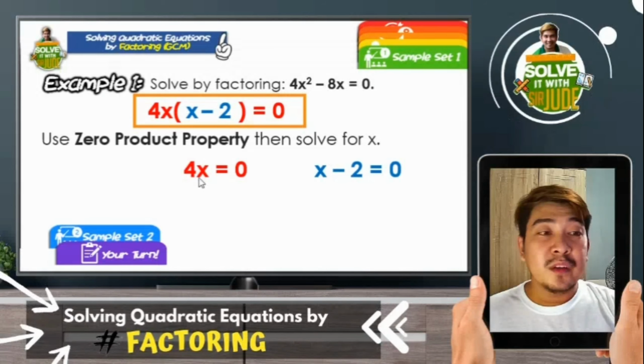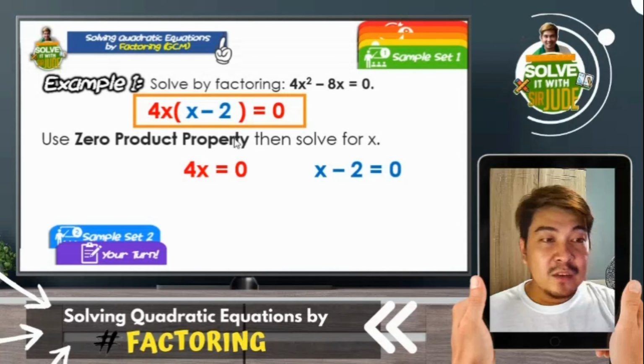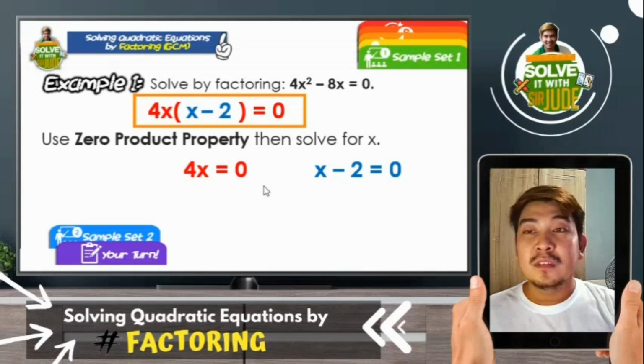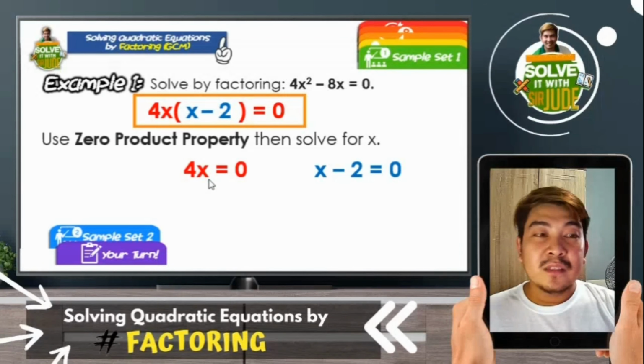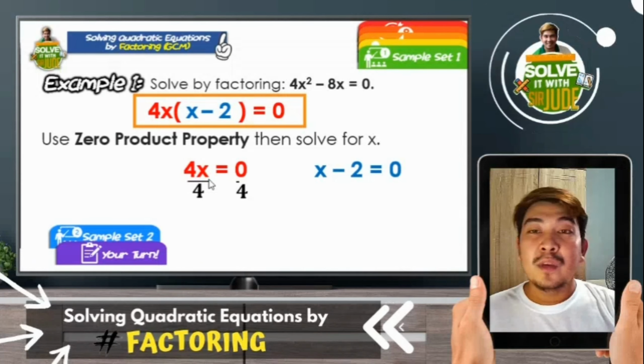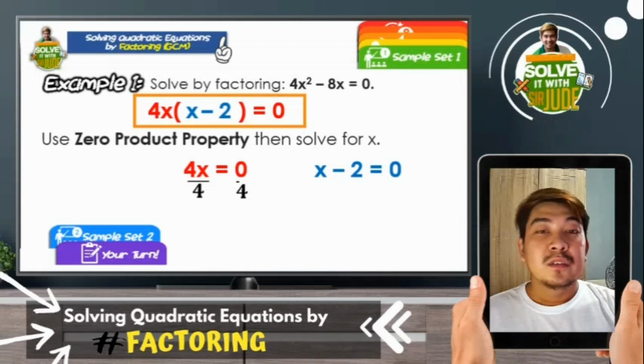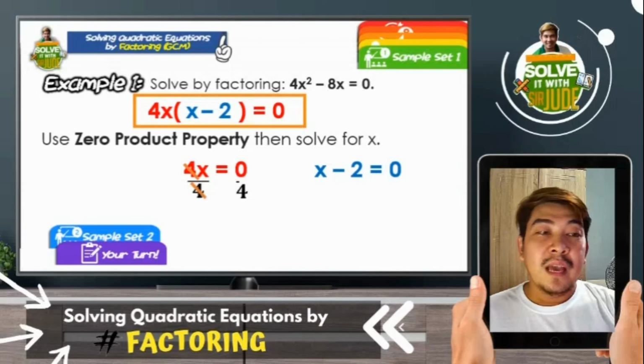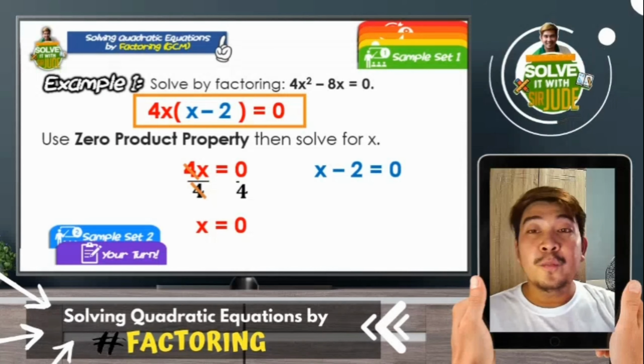Then we need to solve for the values of x. Dito muna tayo sa first equation na to, 4x is equal to 0. So to get the value of x, we need to divide both sides of the equation by 4. So simplifying, we have the value of x which is equal to 0.